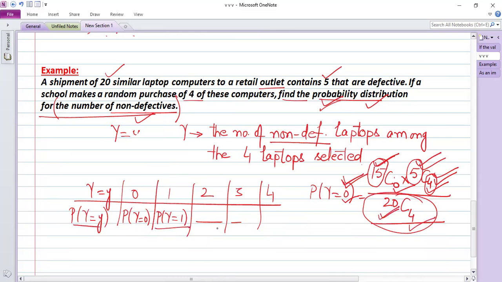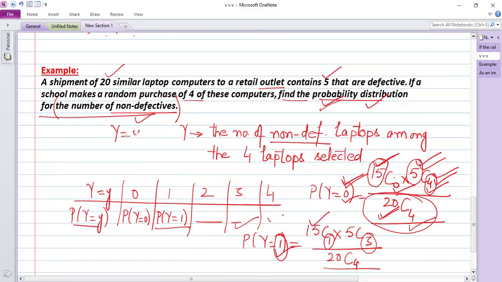Similarly, what will be probability Y equal to 1? That will be nothing but 15C1 into 5C3, divided by 20C4 once again. And if it is probability Y equal to 2, then 15C2 into 5C2, divided by this, and further you can solve the remaining. So once again, whenever we have to find the probability distribution of some certain number of things, that certain number of things should become our random variable. Then we must check what type of values this random variable can have, and corresponding to those values of the random variable, we have to calculate the corresponding probability.